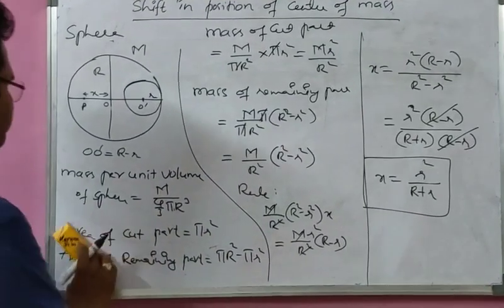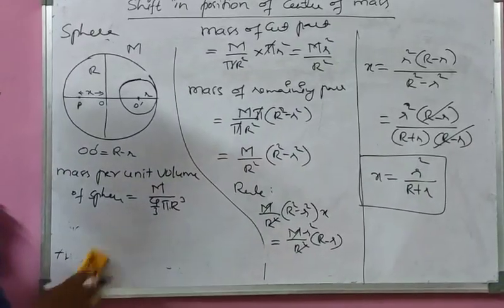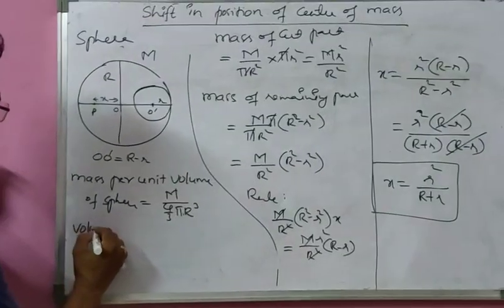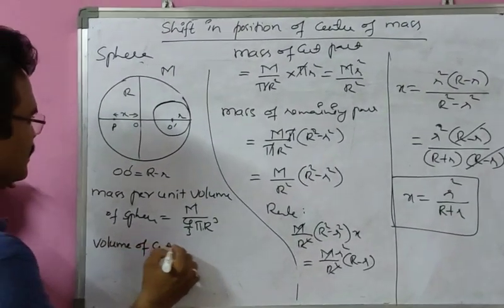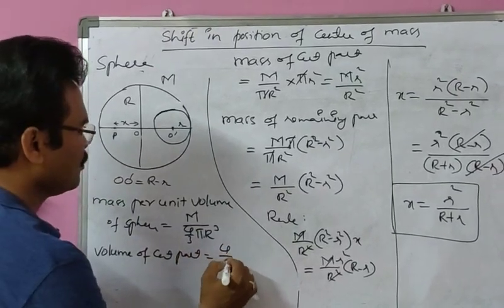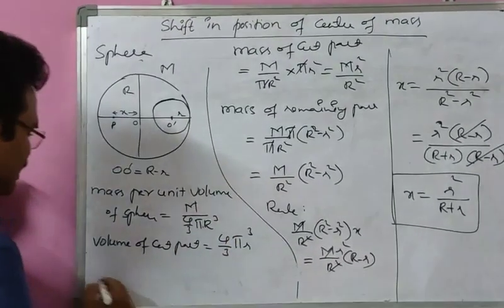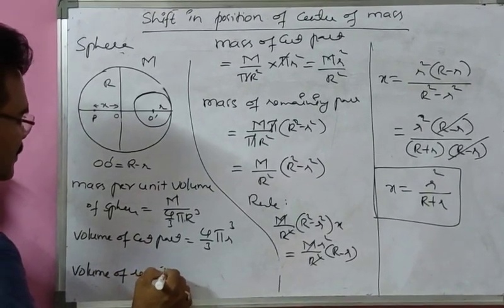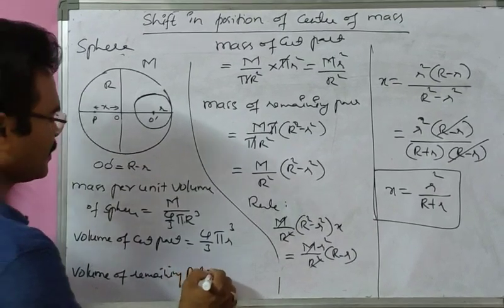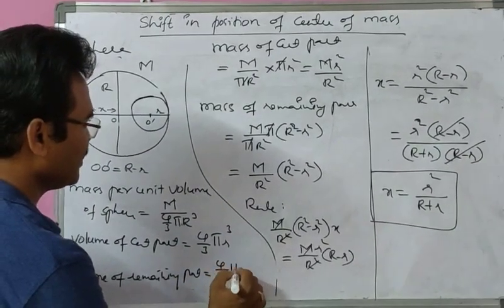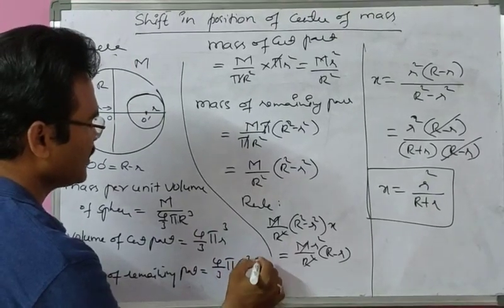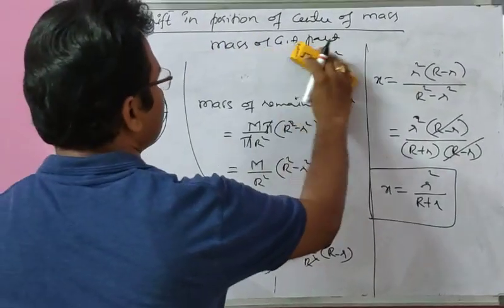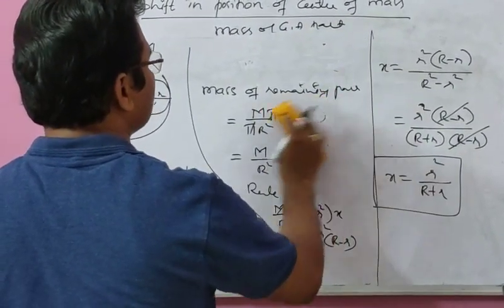Okay. And what about the volume of the remaining part here? So volume of the cut part and remaining part, I'm going to write here. Volume of cut part is 4 by 3 pi small r cube, and volume of remaining part is 4 by 3 pi, we can write as R cube minus r cube, right? So then what is the mass of these parts here? So mass of the cut part and mass of the remaining part, I'm going to write here now.